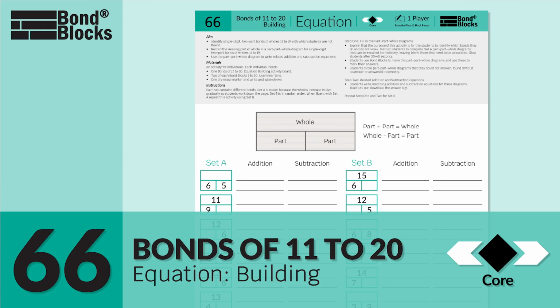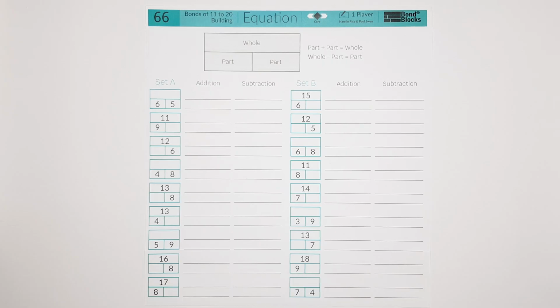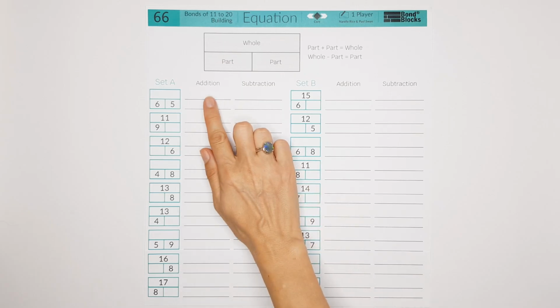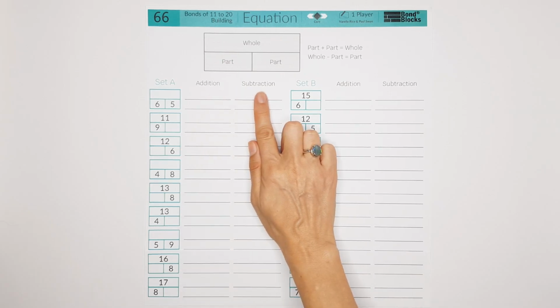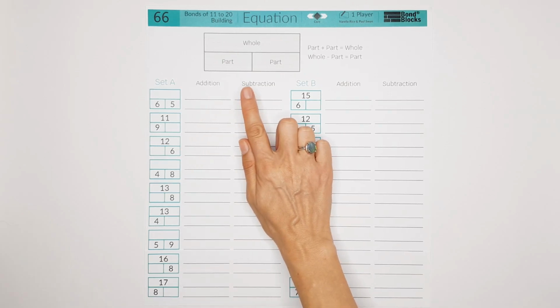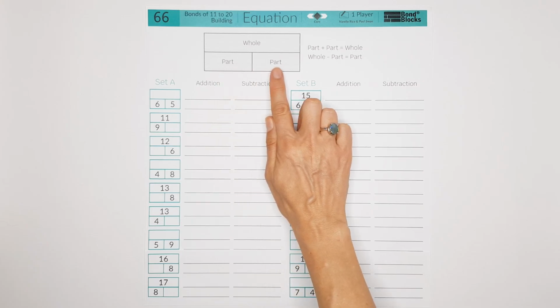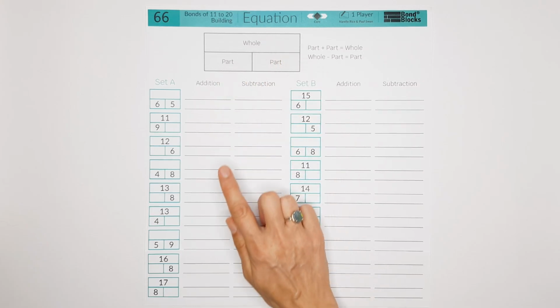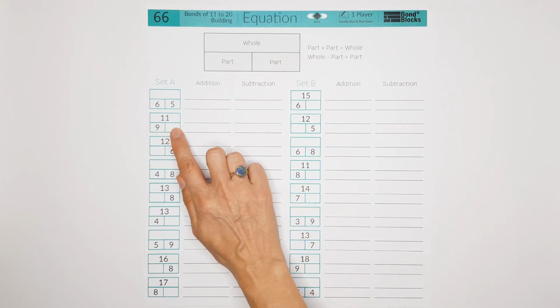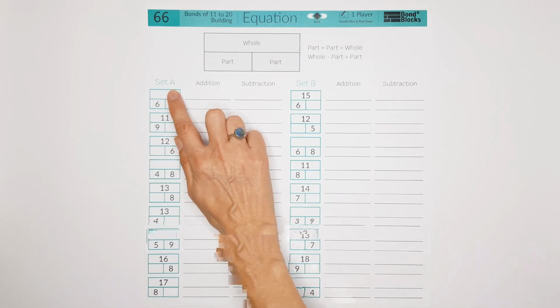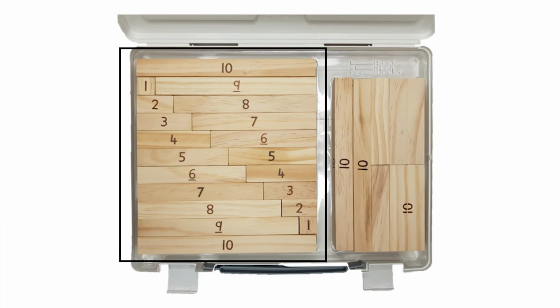Welcome to Activity 66. In this activity, we will be applying the concept of related addition and subtraction equations that have been rearranged using the part-whole relationship to find a missing part or a missing whole. To complete this activity, you will need access to 2 of each bond block from 1 to 10.